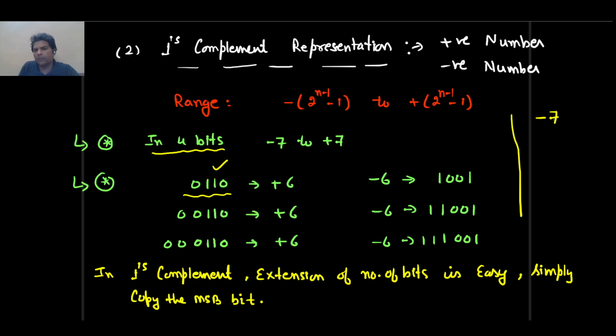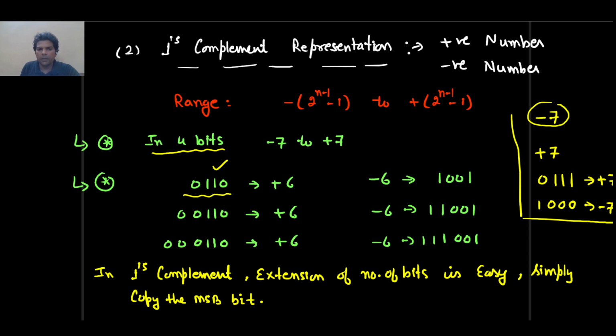Let's say for example minus 7. How do we represent the minus 7? First we have to write the plus 7. Plus 7 is 0, 1, 1, 1. Then, simply, we take the ones complement of this one, which is 1, 0, 0, 0. So this is my minus 7. This point is clear: a negative number is represented by taking the ones complement of the corresponding positive number.